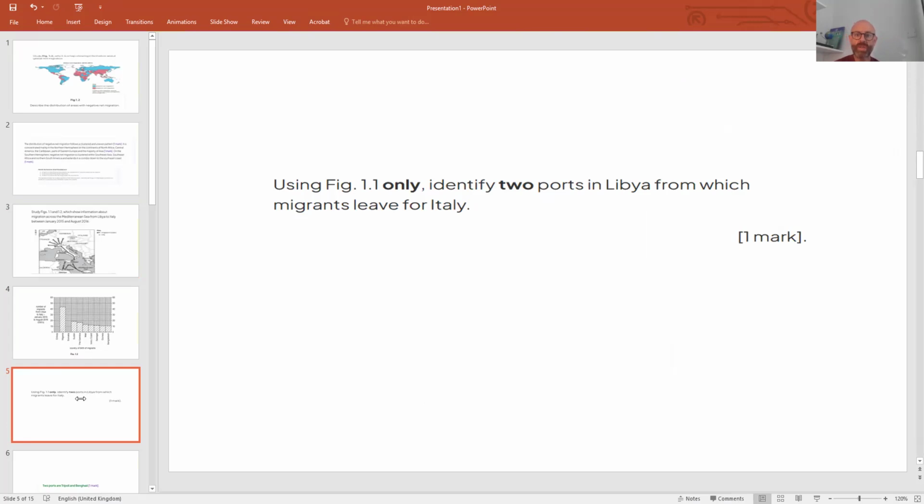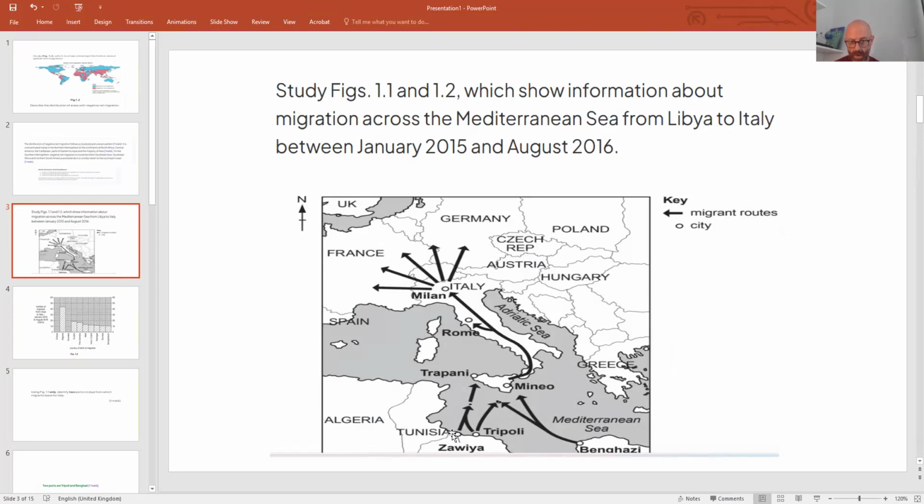To identify two ports in Libya which migrants move to Italy. Right. Well, Tripoli is one of them, and the other one is Benghazi. So you've got Tripoli and Benghazi. There's another one here, Zawiya, that would also probably be correct as well. But you see the three ports labelled, but Tripoli and Benghazi or Zawiya, whatever it's called. Okay, that would be the answer.